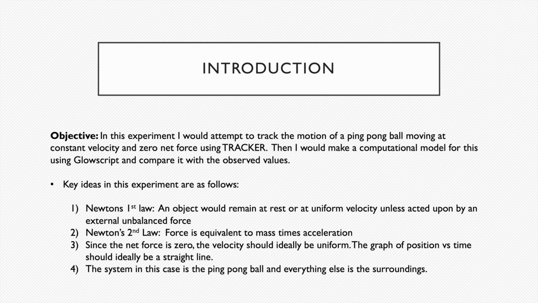Some of the key ideas in this experiment: Newton's first law. An object would remain at rest or at uniform velocity unless acted upon by an external unbalanced force. Newton's second law: force is equivalent to mass times acceleration. Since in this case the net force is zero, the velocity should ideally be uniform. Hence, the graph that we should obtain of position versus time should be a straight line. In this case, the system is the ping pong ball, and everything else that interacts with it is the surroundings.